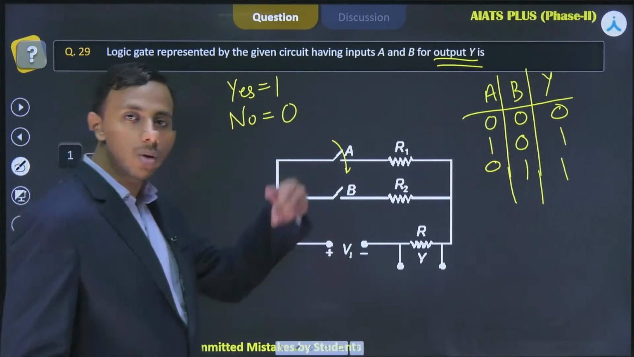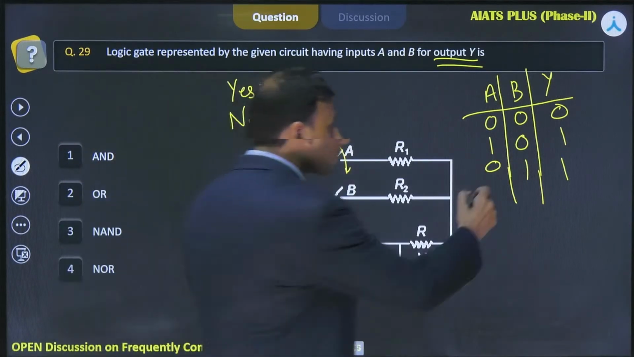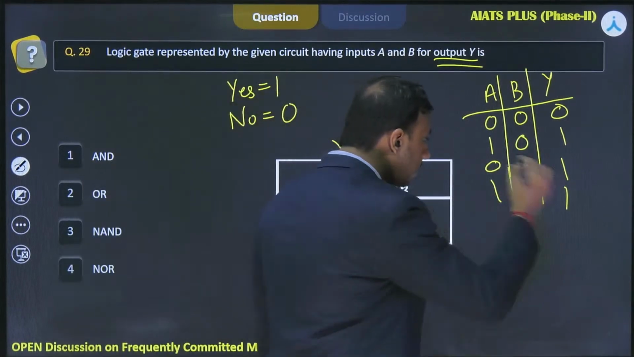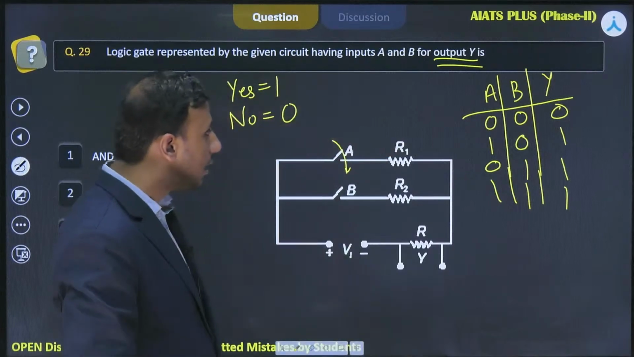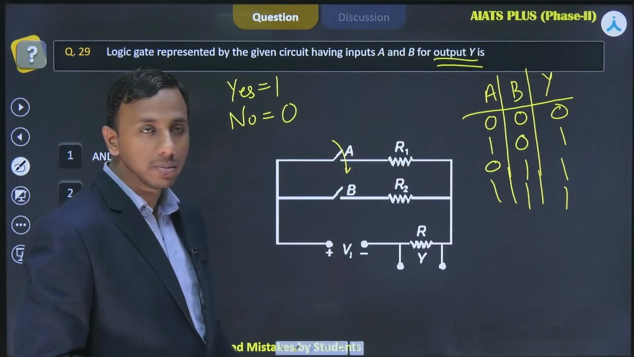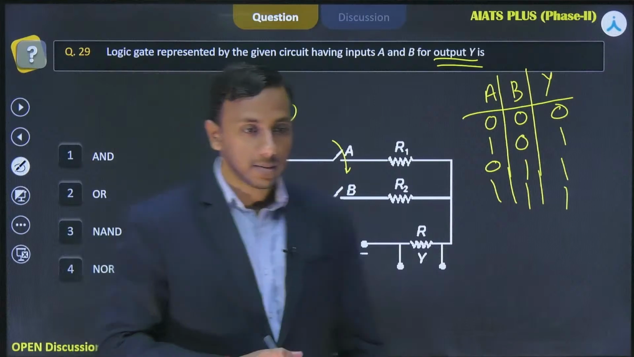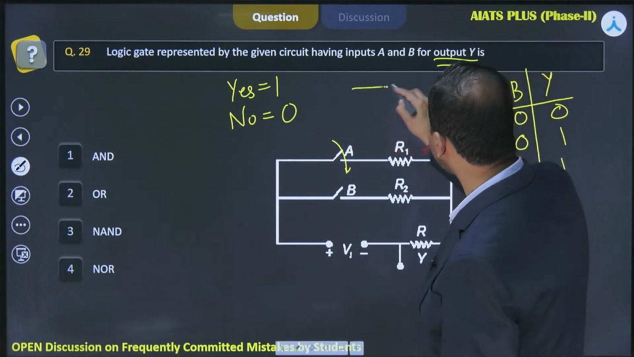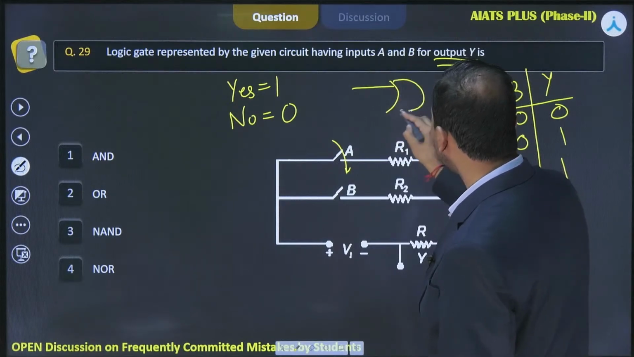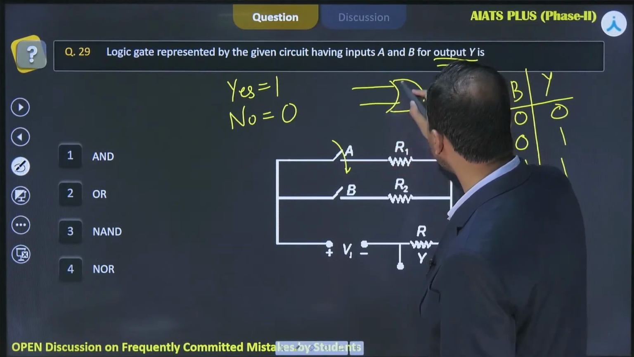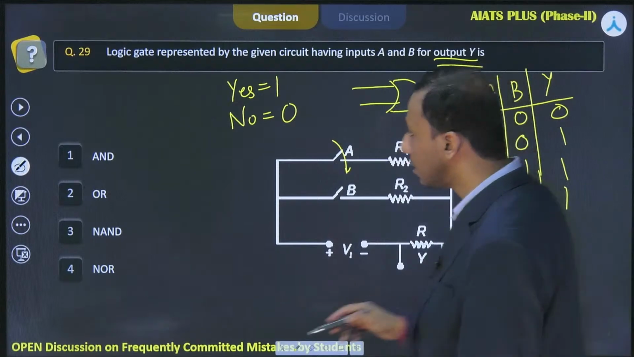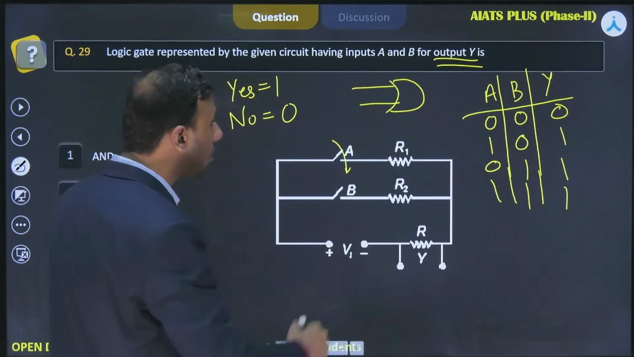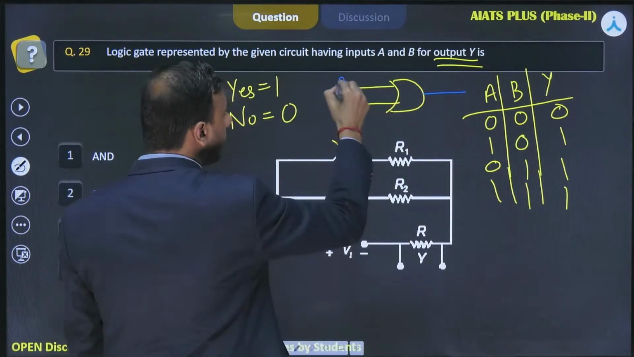Or let's say I am closing both switches. Will there be a potential drop? Yes, there will. So output will be 1, right? So what is this similar to? This is similar to which of these gates? You have to tell me, right? So remember, this is similar to this one, right? That is OR gate. This is A, this is B.